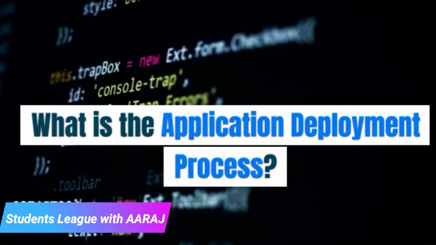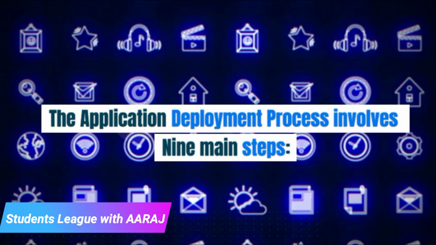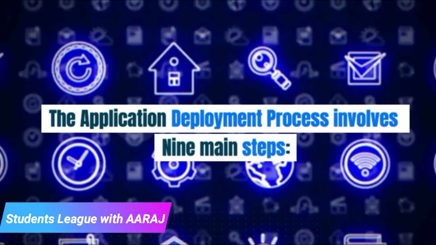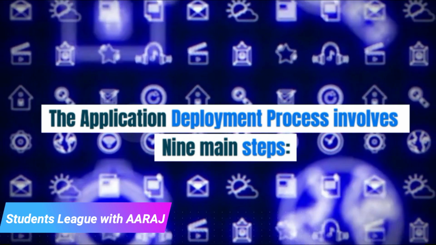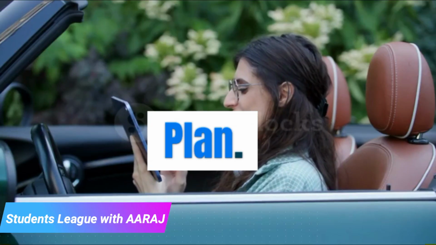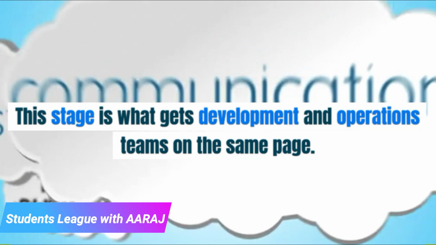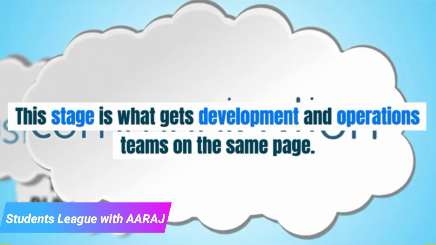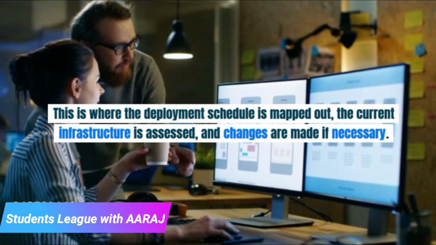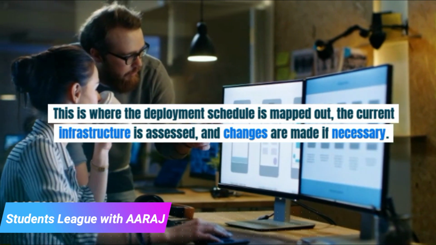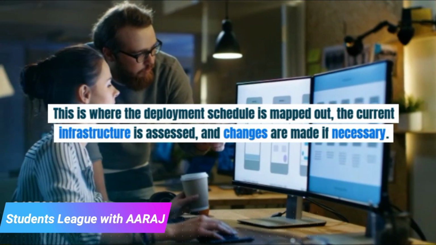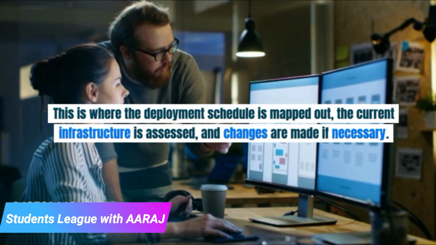What is the application deployment process? The application deployment process involves 9 main steps. 1. Plan. This stage is what gets development and operations teams on the same page. This is where the deployment schedule is mapped out, the current infrastructure is assessed, and changes are made if necessary.